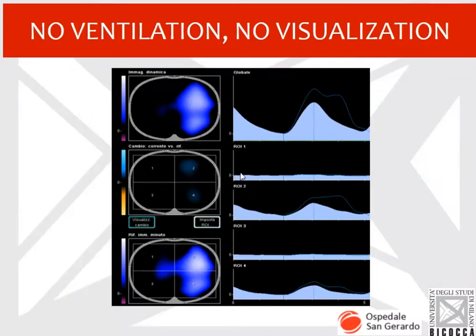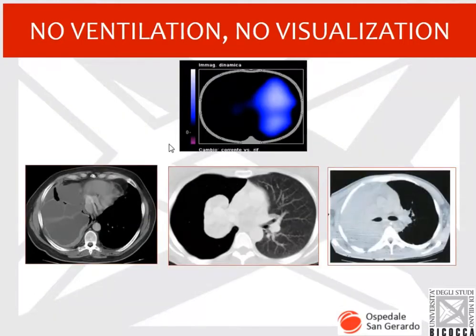So ROI 1 and 3 are flat. There is no ventilation going on in the right lung. But this could be due to totally different situations. You can have atelectasis, you can have blood, or you can even have a massive pneumothorax. So EIT is able to see ventilation, not aeration, at the bedside.